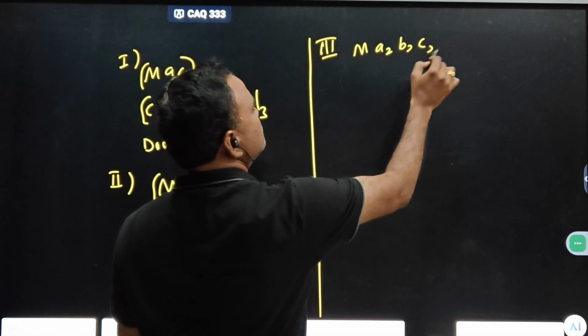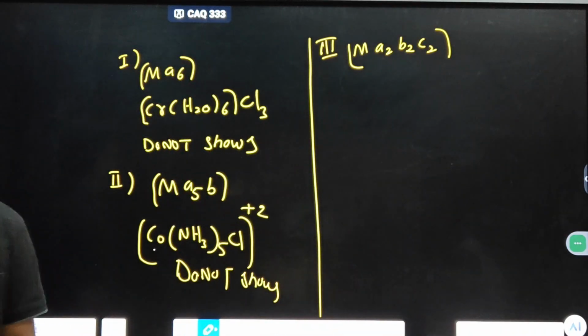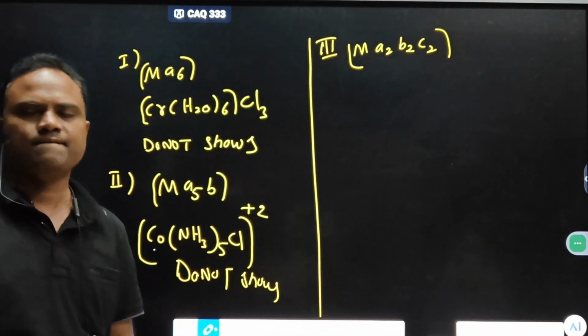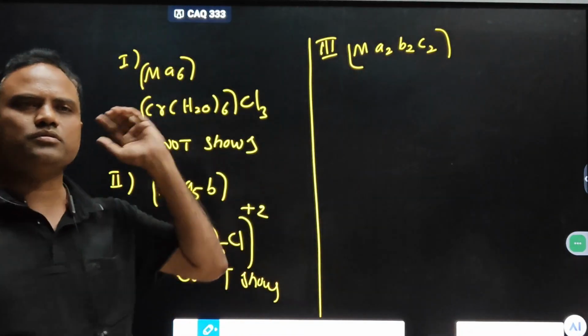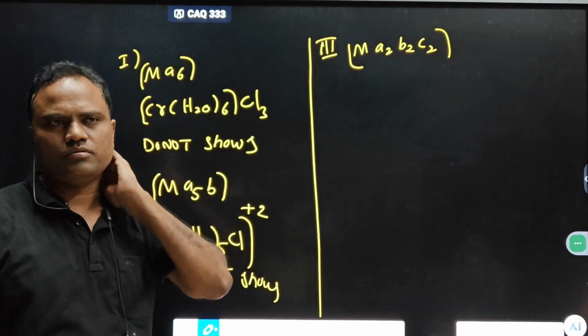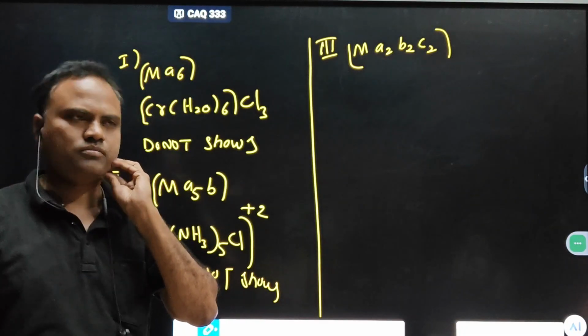MA2B2C2 category. Does this come under the shows or does not show category? Shows category. What is the coordination number here? What is the coordination number? 6.